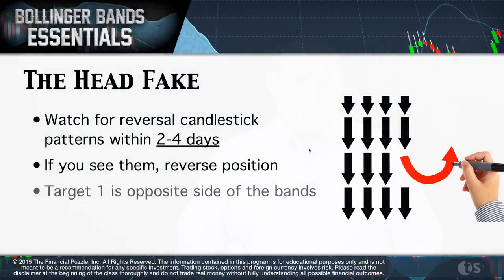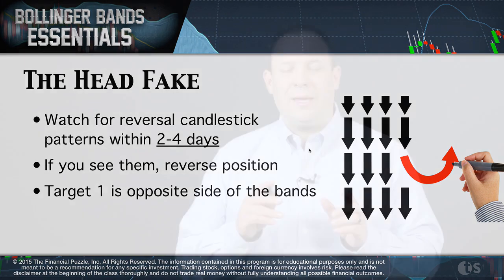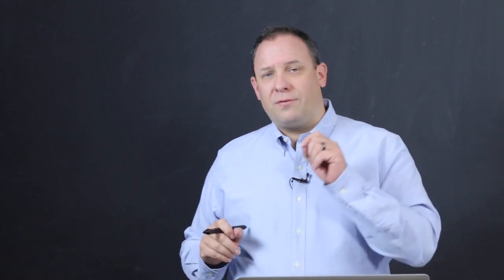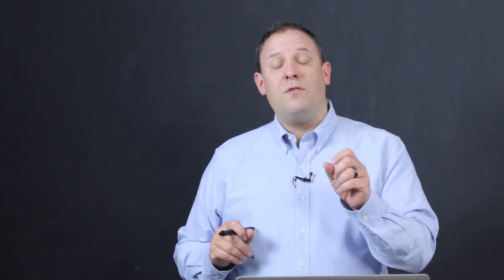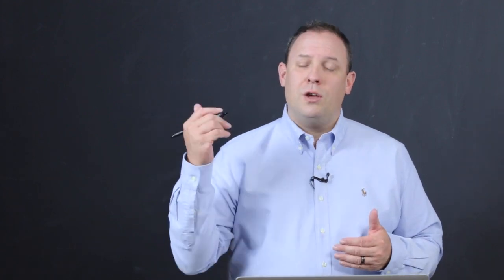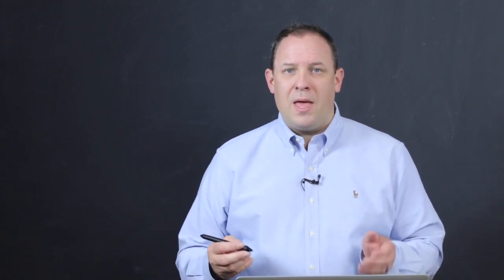Flip your position. Your first target is going to be the opposite side of the bands. So again, let's say you broke into a bullish trade and it starts to have the head fake reversal. You flip your position. Your first target's the lower band. If you broke into a bearish trade, you have the reversal, you flip your position, your first target's the upper band. That's going to be your first target.